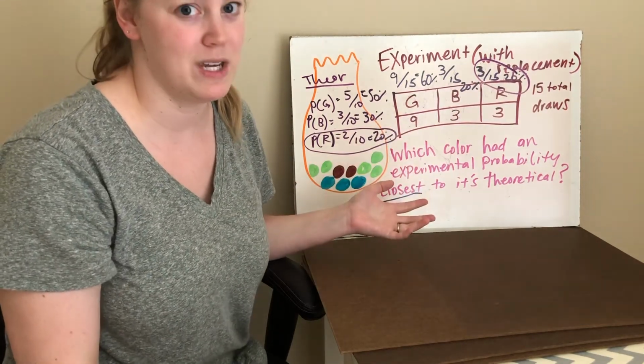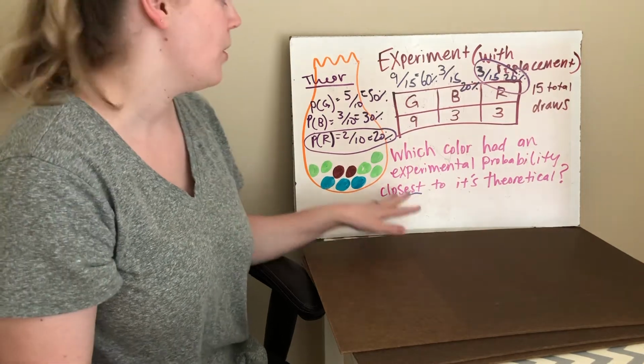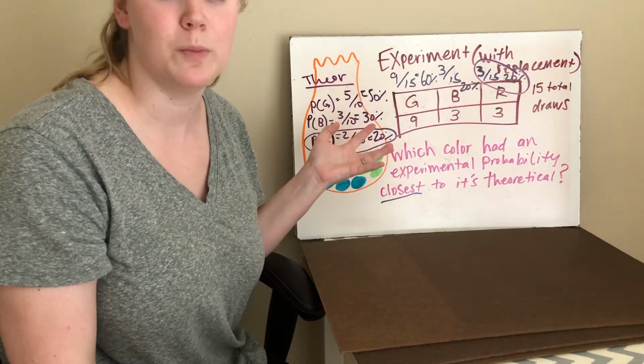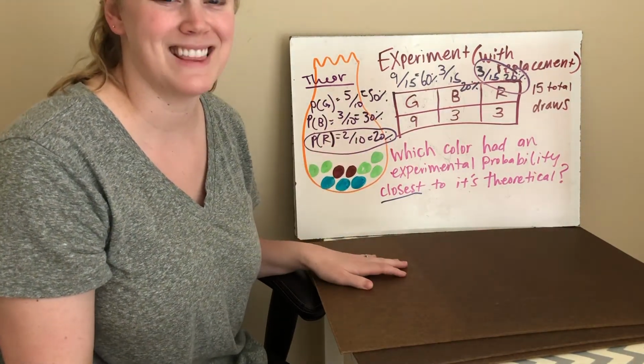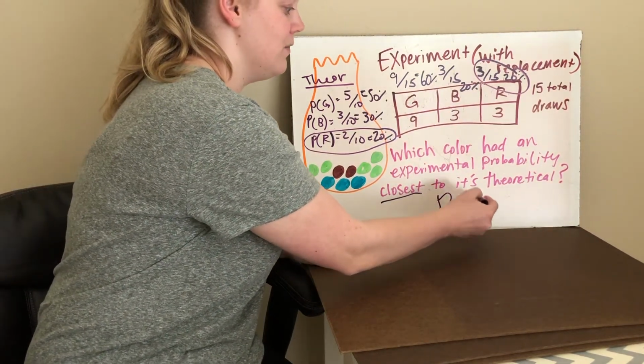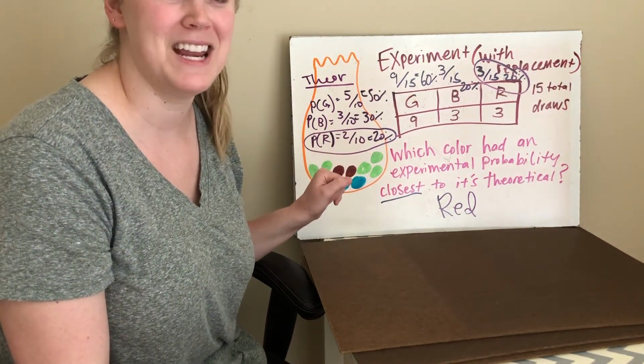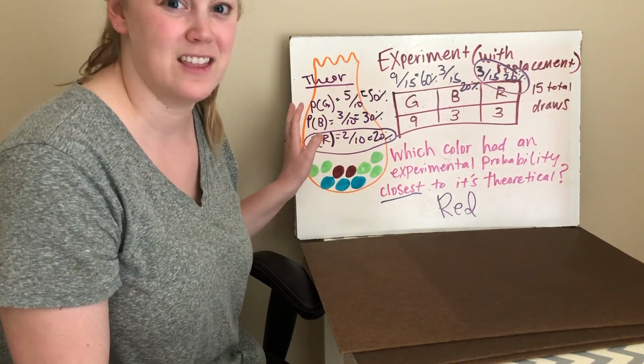Now, it will not always be the same. The question here is which one's the closest, so you would pick whichever one was super close, and in this case it ended up being the exact percentage. And so here, the red color had the same probability in the experiment and in the theoretical.